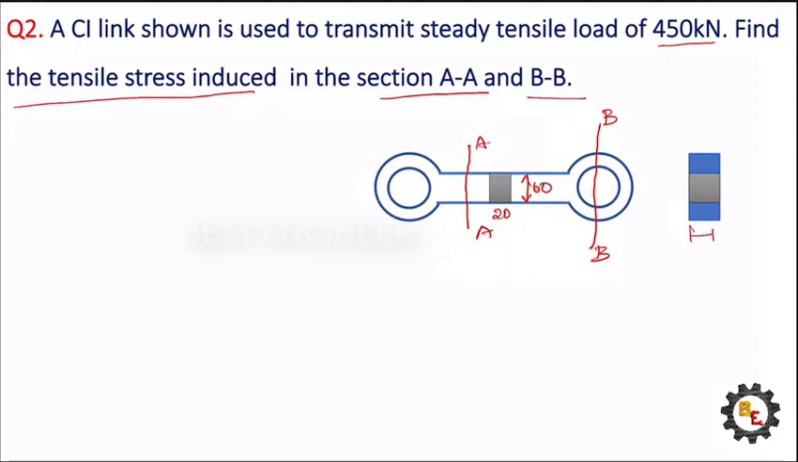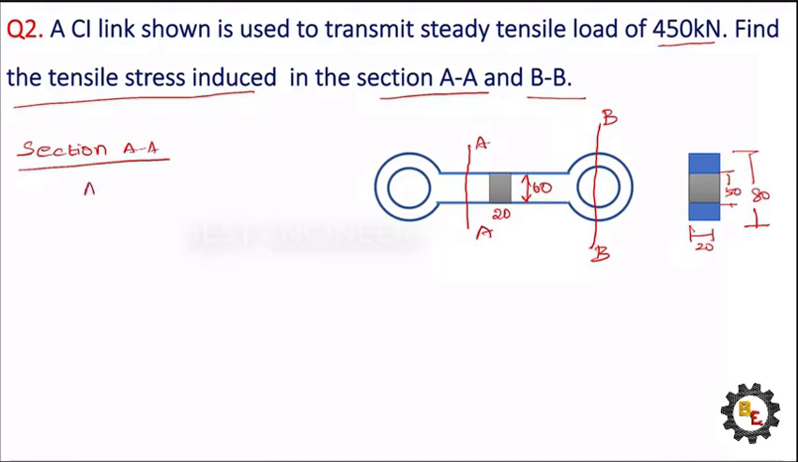20, 50, and this height is 80 millimeter. We need to find the stress in section AA and section BB. Let's take the tensile stress in section AA. Now let's find the area.